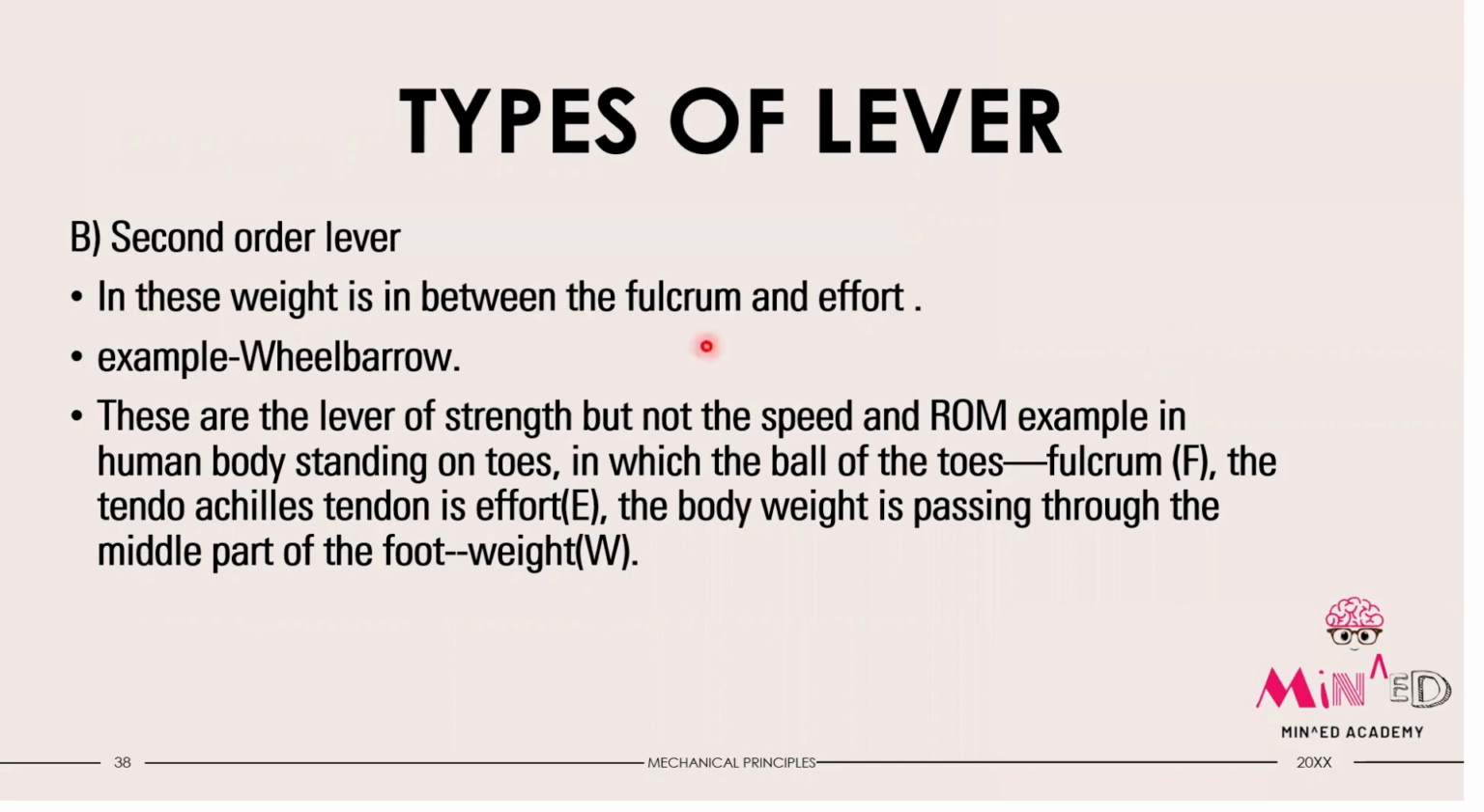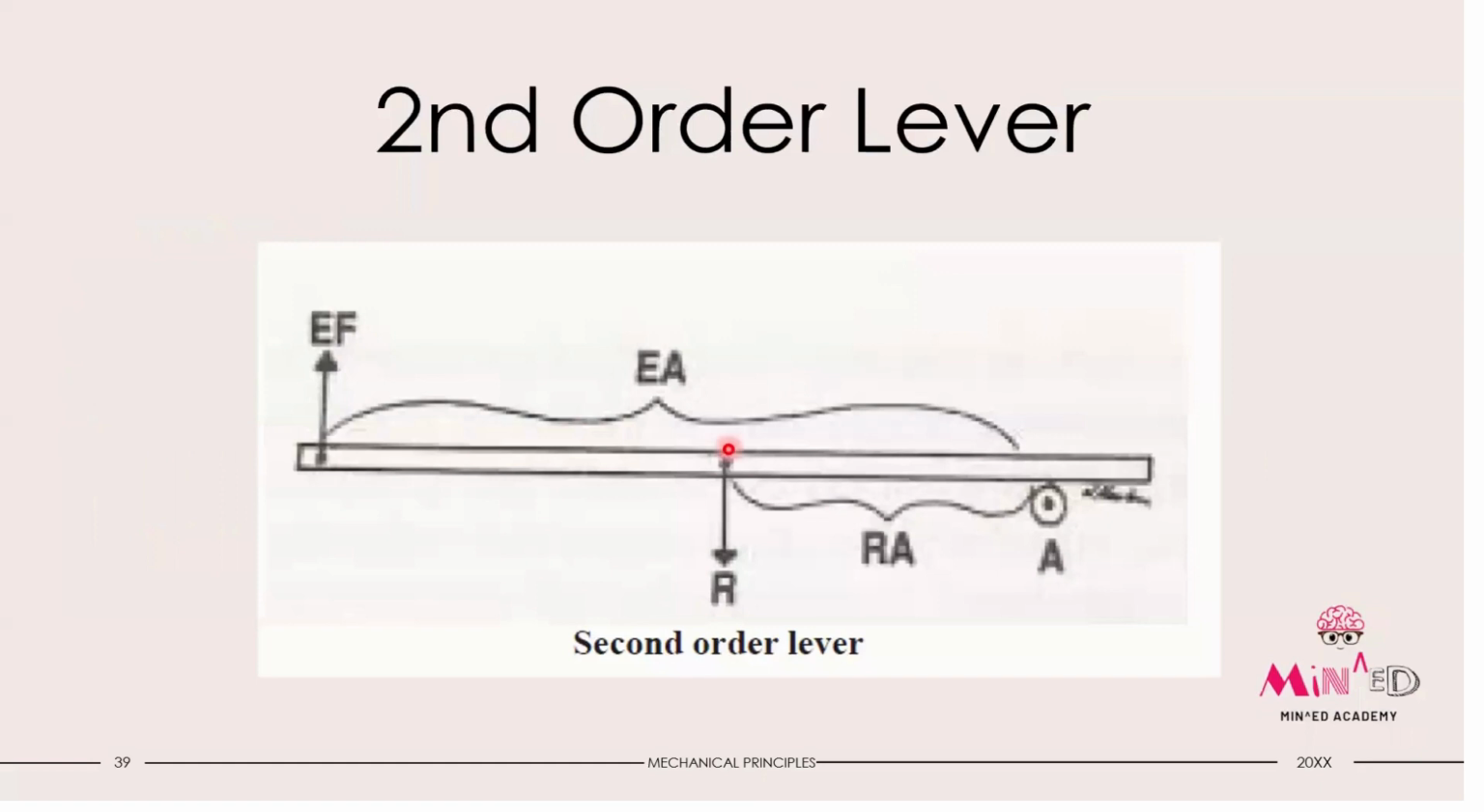Okay. And the example in the human body is standing on toes, in which the ball of the toes is the fulcrum, the Achilles tendon is the effort, and the body weight passing through the middle part of the foot is called the weight. So this is the second order lever.